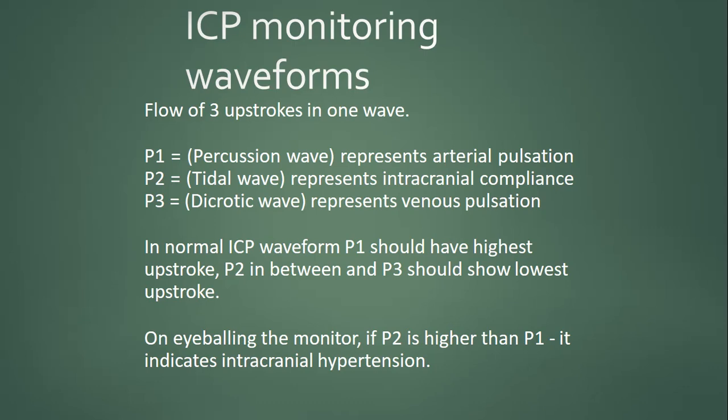On eyeballing the monitor, if P2 is higher than P1, it indicates intracranial hypertension. So simply, if you see the waveform and P2 is higher than P1, it shows intracranial hypertension or raised ICP.